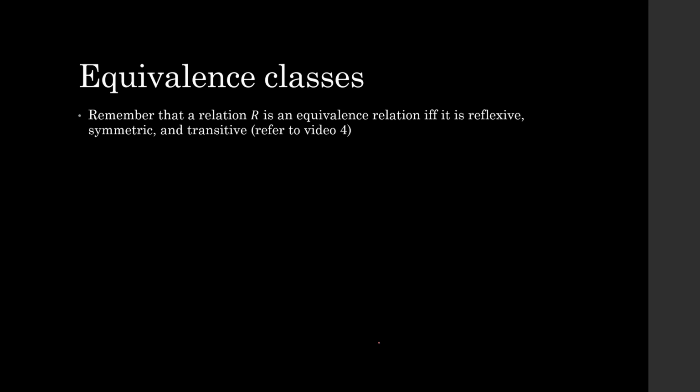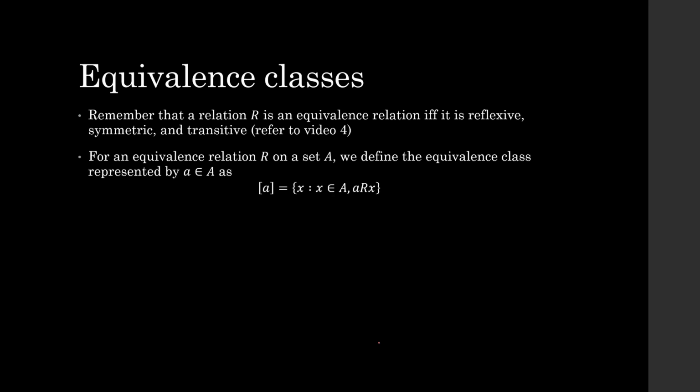and we talked about some counting tools in abstract set theory. So for an equivalence relation R on a set A, we're going to define the equivalence class represented by a, which belongs to big A, as the square brackets around small a, equal to the set of x, where x belongs to big A and a R x. What that means is that this set includes all the elements of the big set A that are related to a via this relation R.